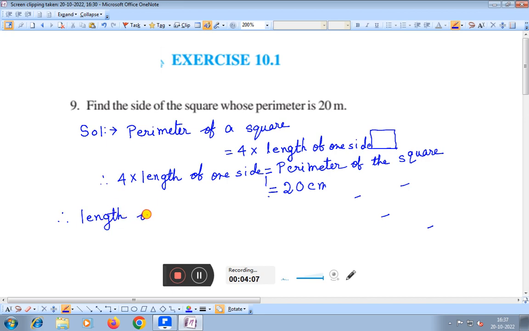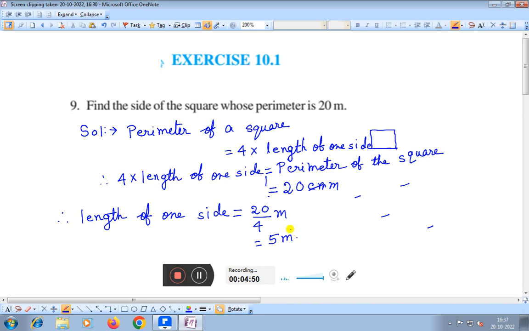Length of one side is equal to 20 by 4. It is not centimeter but it is meter, whose perimeter is 20 meter. Right. Therefore 20 by 4 meter, and that is equal to 5 meter.